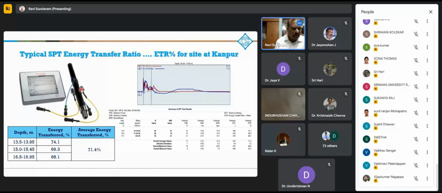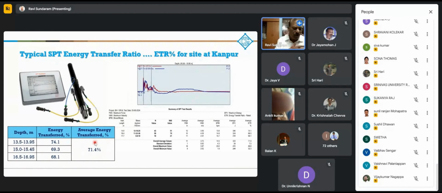So this is the drill rod which I am talking about, and this is the SPT analyzer. This is a typical output. This was one typical site which we had done in Noida. At 3 different depths the energy transfer was measured, and on average you can see 71% energy was being transferred.